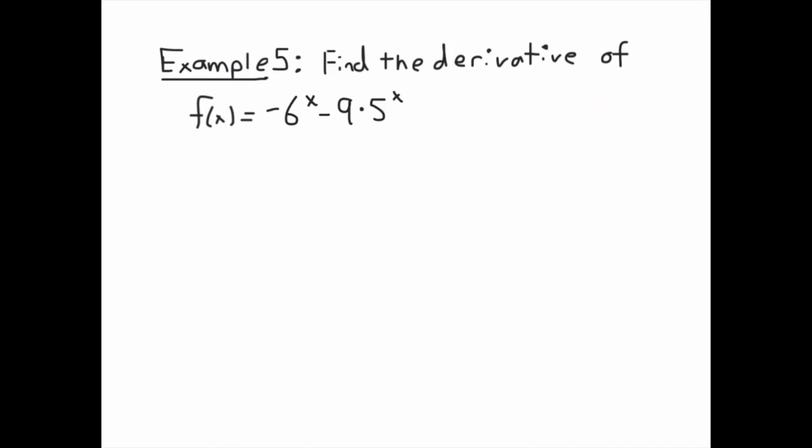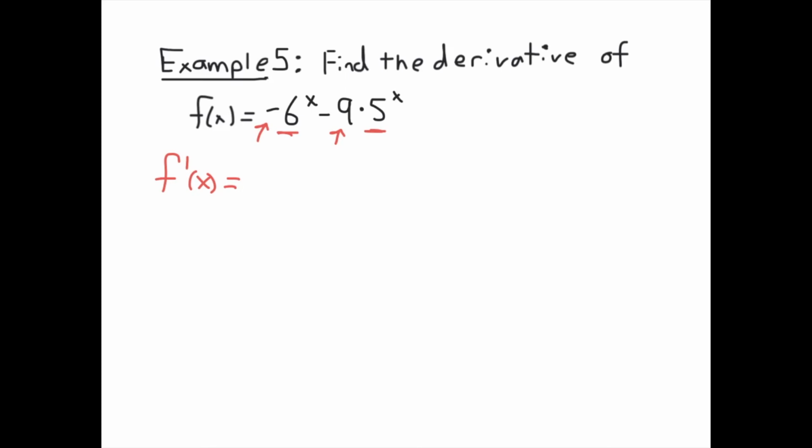Example 5. All right. Now this one has two different a to the x situations, and we're going to have to slow ourselves down and make sure that we're really working this out well. We also have a negative out in the front here and a negative 9 in the front right there to really be considerate of.